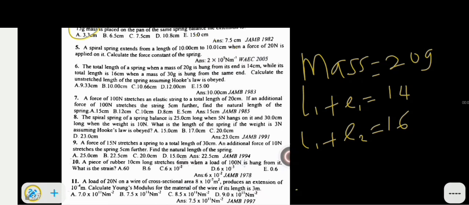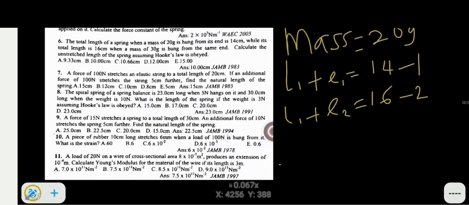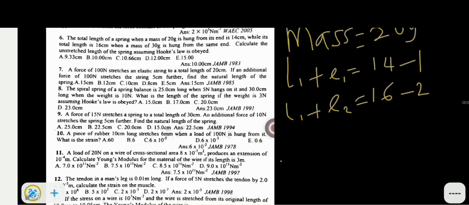But the second extension is E2, when a mass of 30 grams is hung from the end. So the length now is 16. So you have two equations here, equation 1 and equation 2. So you just solve this easily. If you subtract equation 1 from equation 2, you will just do E2 minus E1. So these two cancel out because they are the same value. Then E2 minus E1 will be equal to 16 minus 14, which will give you 2. Call this one equation 3.